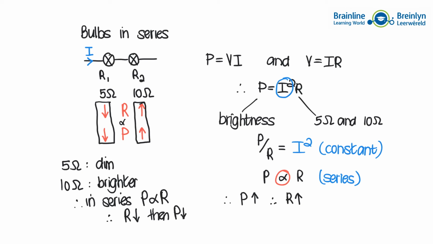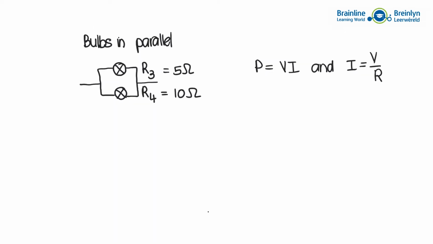Let's consider what would happen if we had bulbs connected in parallel. Let's consider having R3 and R4, again of 5 ohms and of 10 ohms. They're connected in parallel, and we know that power, brightness, equals VI, and from Ohm's law, we've deduced that I equals V over R. Now, I've chosen to make I the subject of the equation because V is the one that we know is constant, so we're trying to keep the V, and we're trying to eliminate this I, which is not constant because the current splits when the bulbs are in parallel.